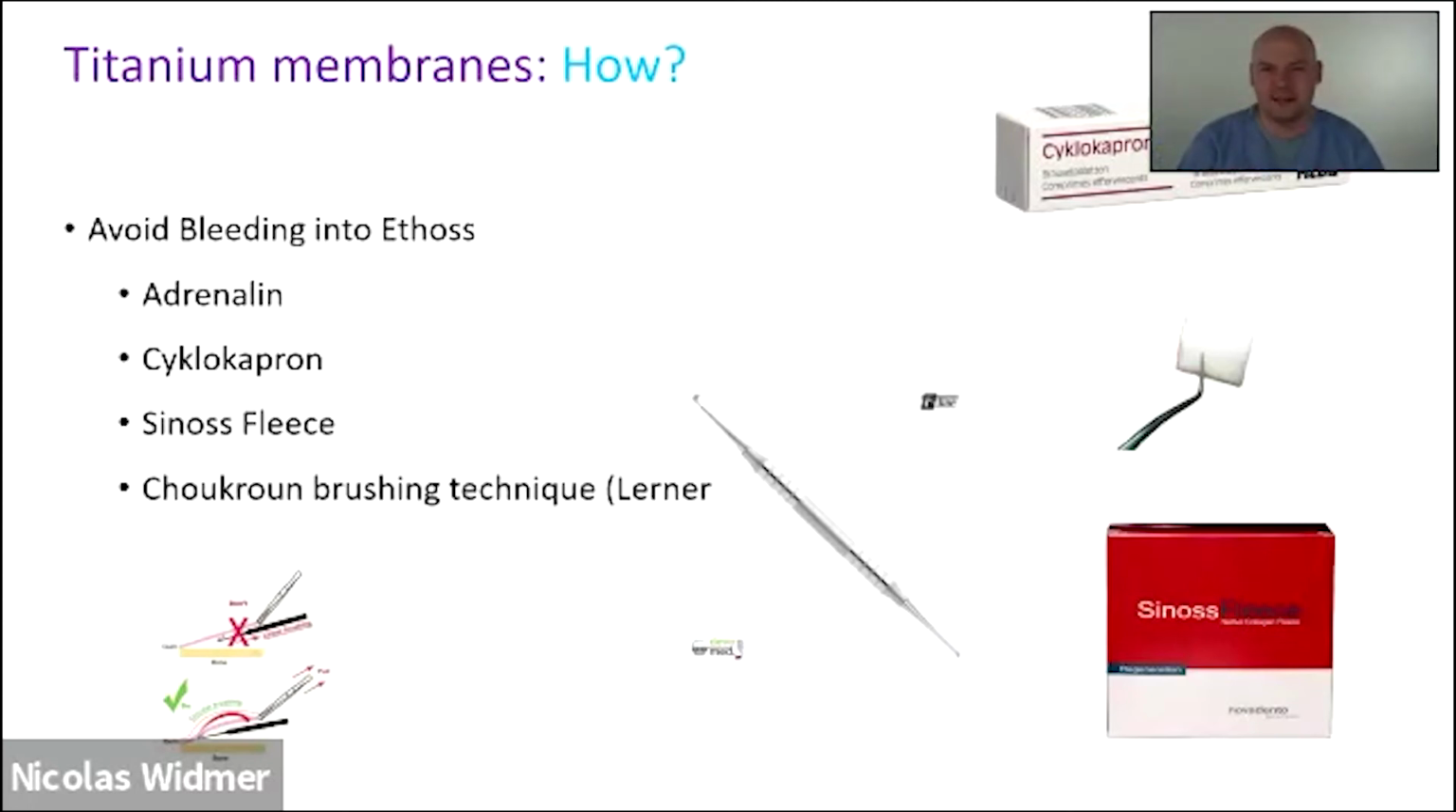If I still think they could be bleeding, sometimes I use the sinus fleece. The sinus fleece is collagen, but it's not a membrane. It's more like a sponge, but a larger one. So it's going to be resorbed very fast. It's important for the periosteum and osteoblasts, but it gives me a stabilization against flushing away the ethos.